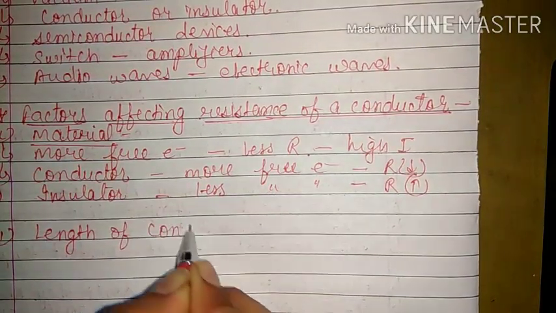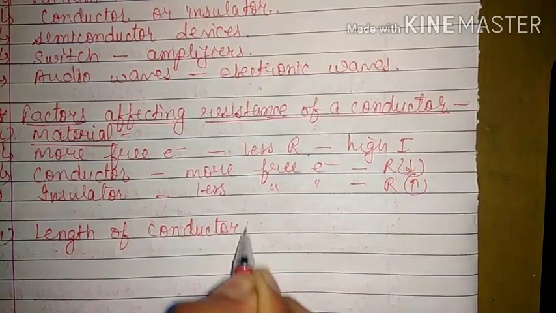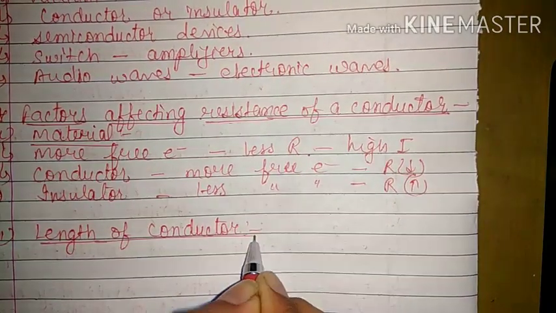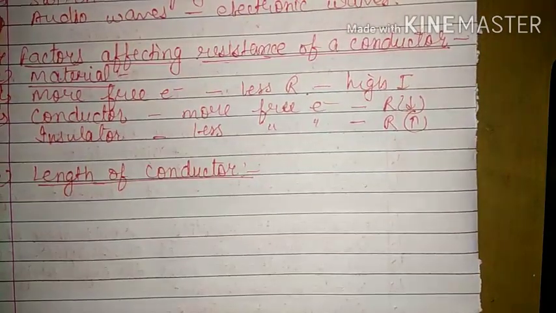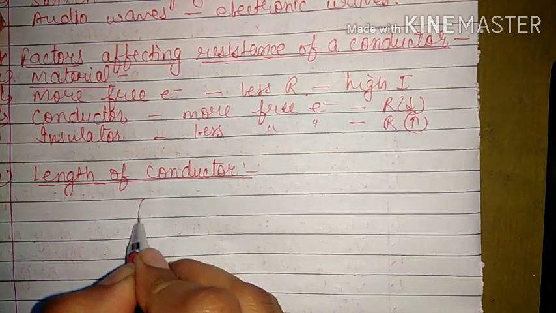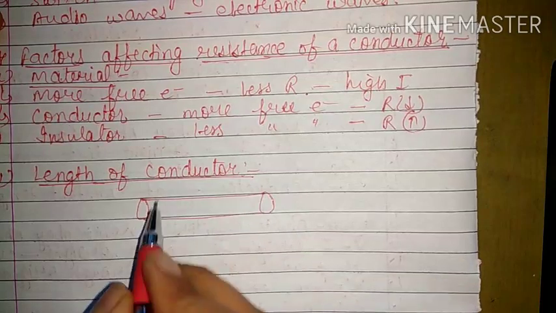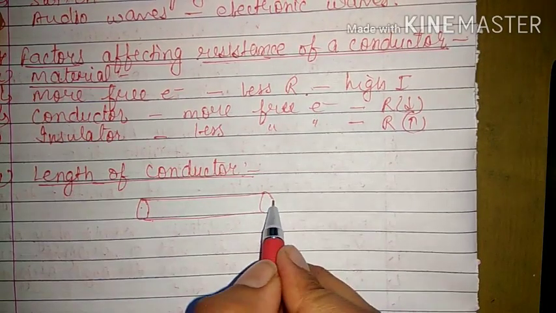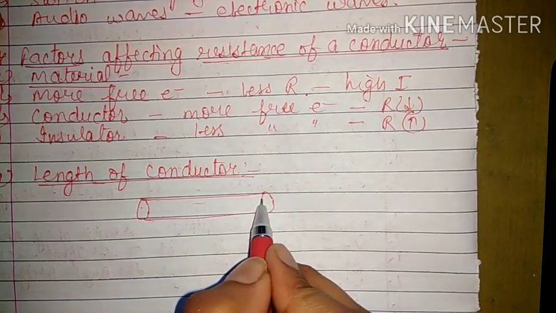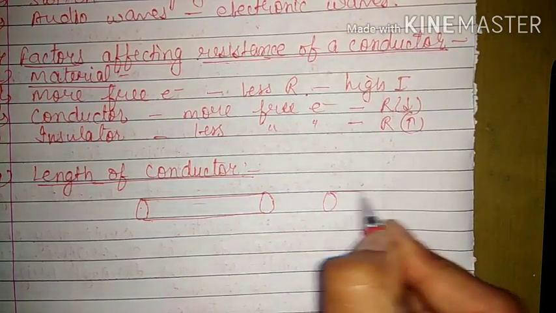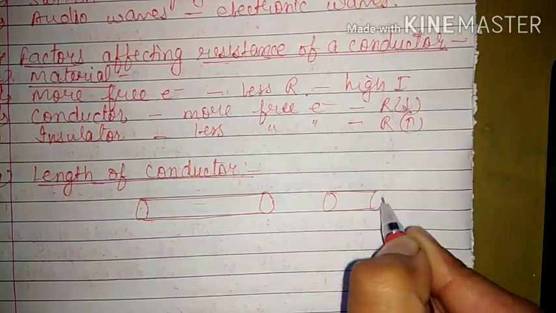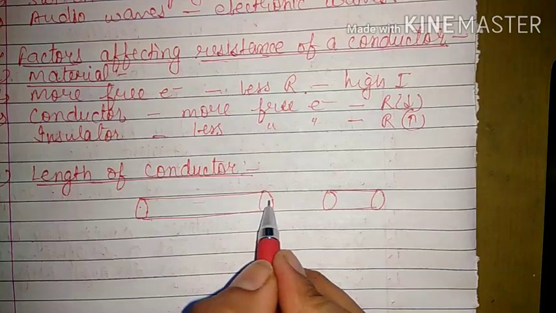Length of conductor. That means if the conducting wire is lengthy, the electrons will have to cover more distance. If the electrons have to move from this end to this end, they will have to cover more distance as compared to a smaller wire. They will have to cover a longer distance.